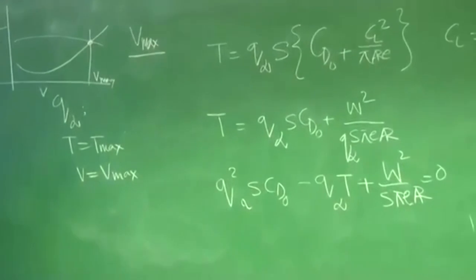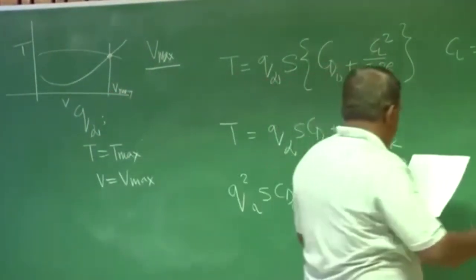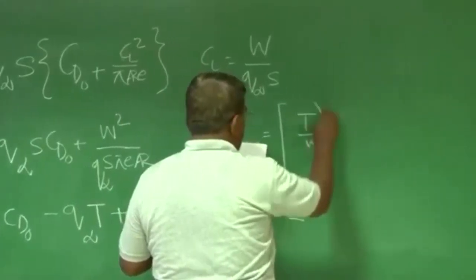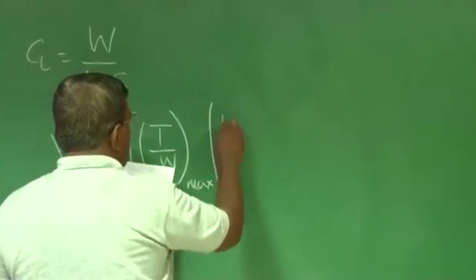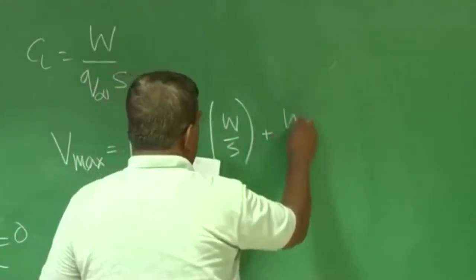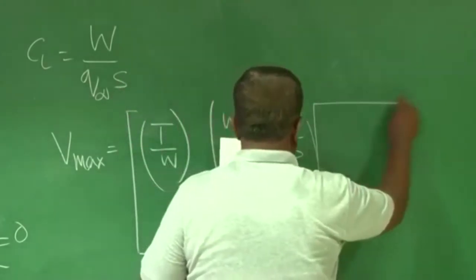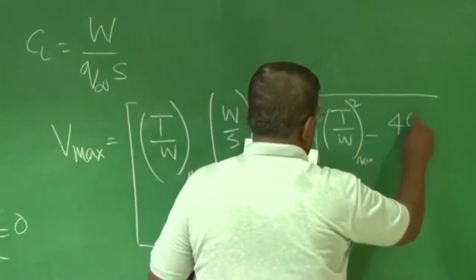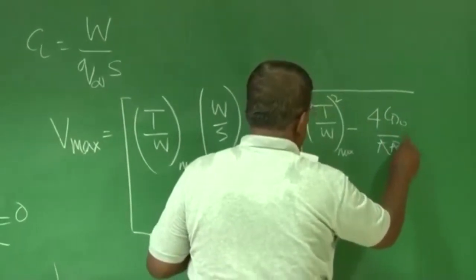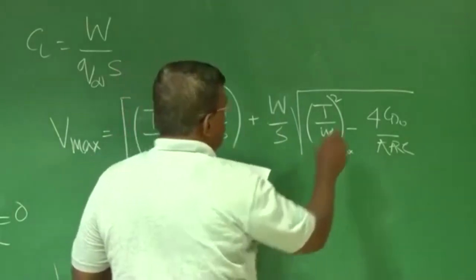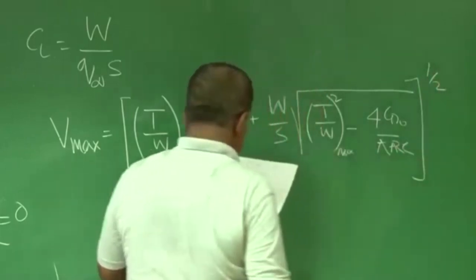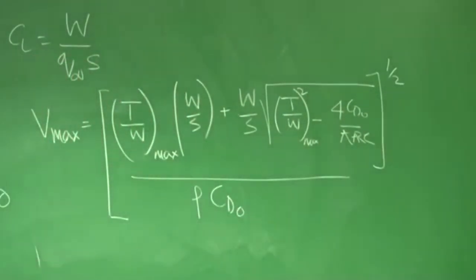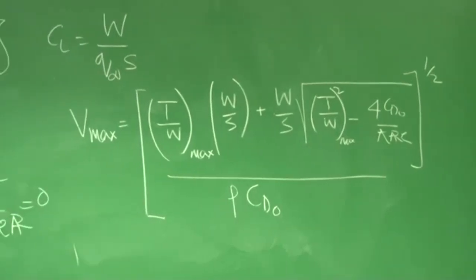If I do this, then I get an expression, this is important, V max is equal to T by W max into W by S plus W by S, T by W square max minus 4 CD naught by pi aspect ratio E. You can refer to this expression from Anderson's book on Introduction to Flight.